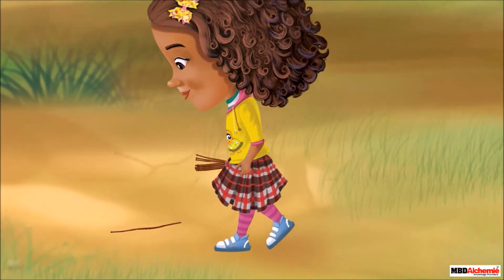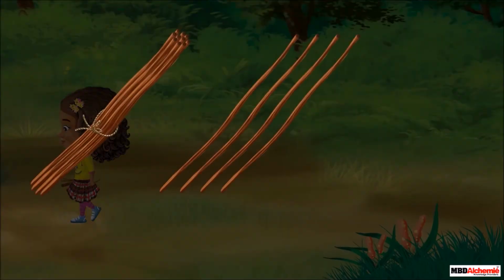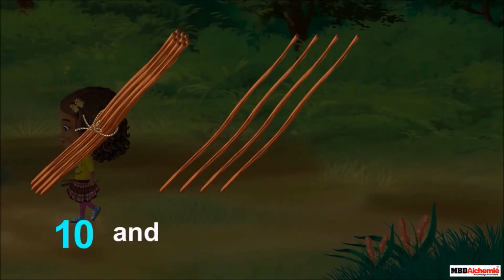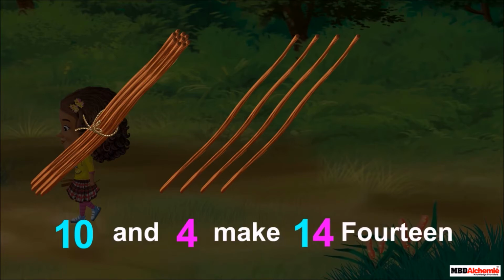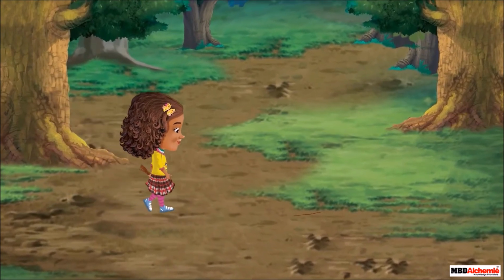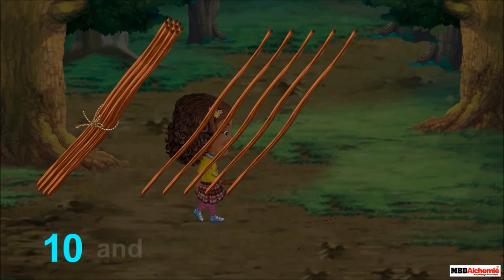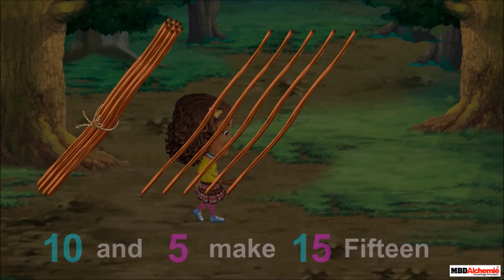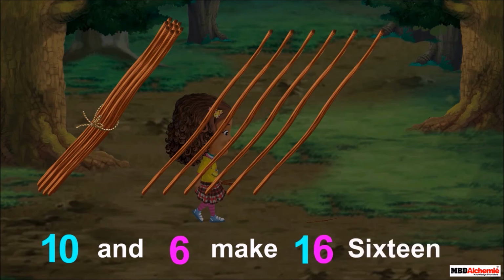After it, when she had found one more stick, that means she has a 10 and 4 extra loose sticks. That make 14. In the same way, she keeps on finding sticks. A 10 and 5 extra loose sticks make 15. A 10 and 6 extra loose sticks make 16.